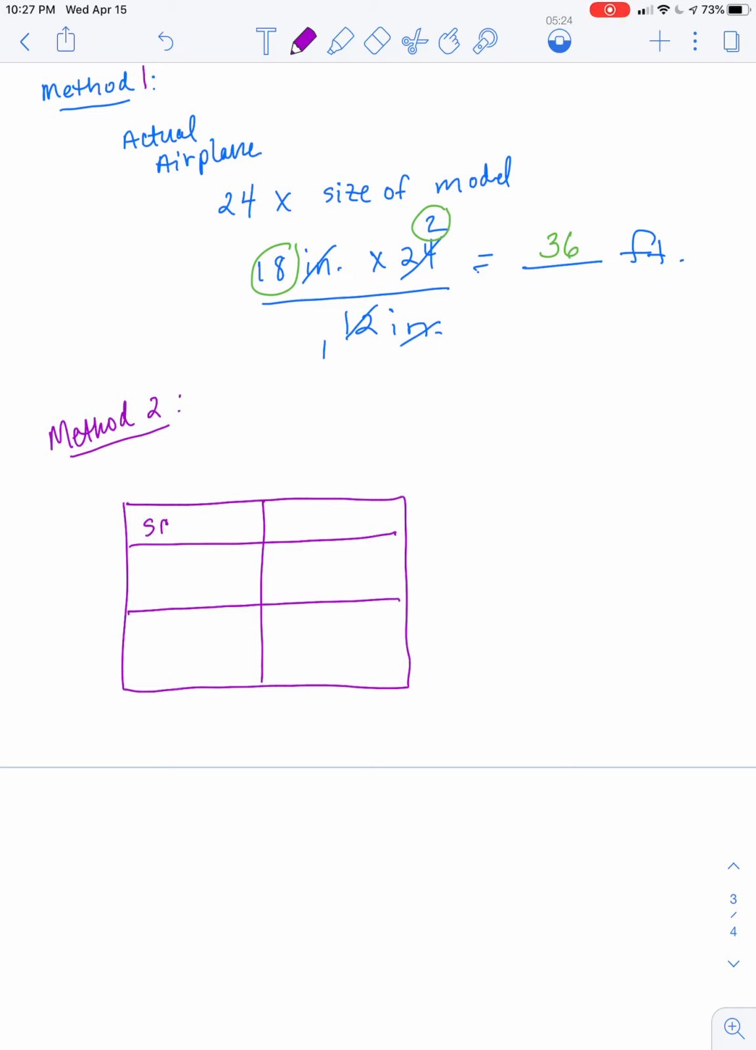The left side is going to actually be our scale of our model and our object, our actual object. And we said that was 1 to 24. Our object is 24 times larger than our model. And then our measurements that were given are going to be on this second column here. And the model had an 18-inch wingspan, and we were going to try to figure out how many feet the wingspan is in our object, our actual object.